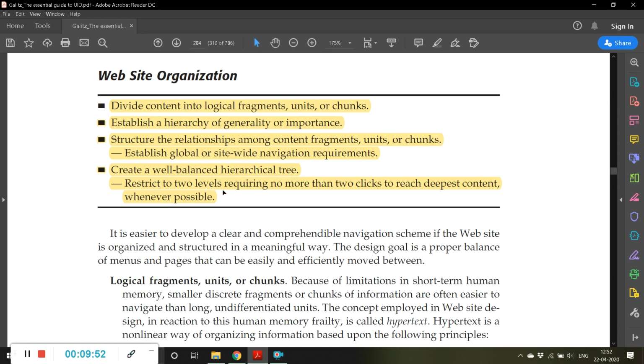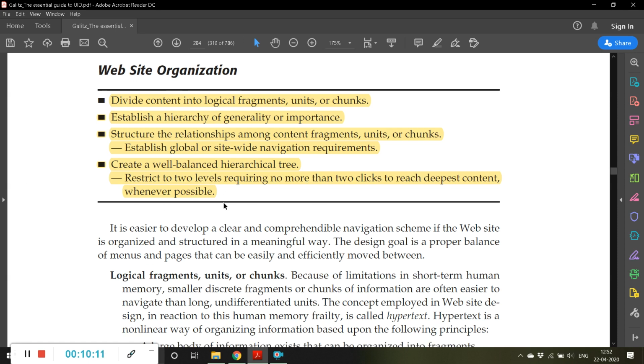Restrict to 2 levels, requiring no more than 2 clicks to reach the deepest content whenever possible. We have seen breadth trees, and you know that we should try our best to have only two levels. So this is how the website should be organized.